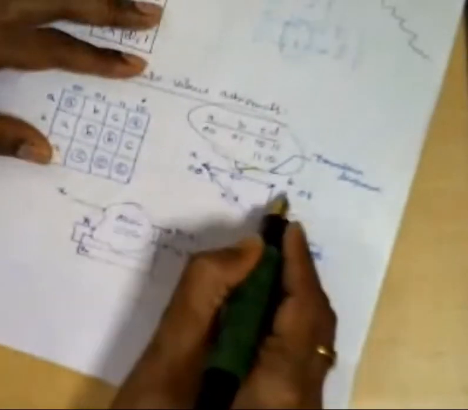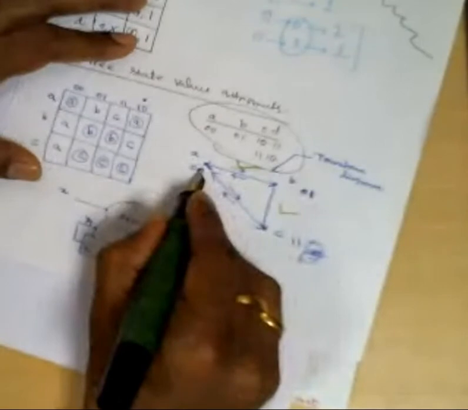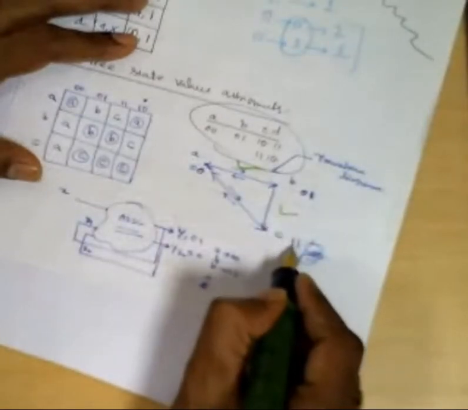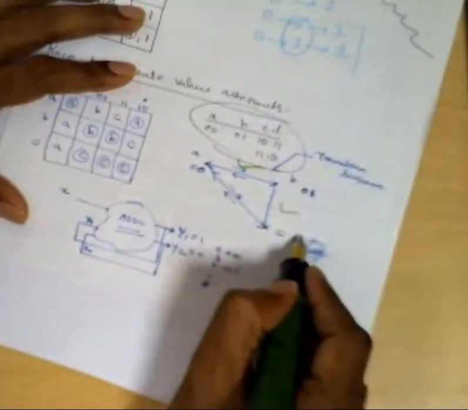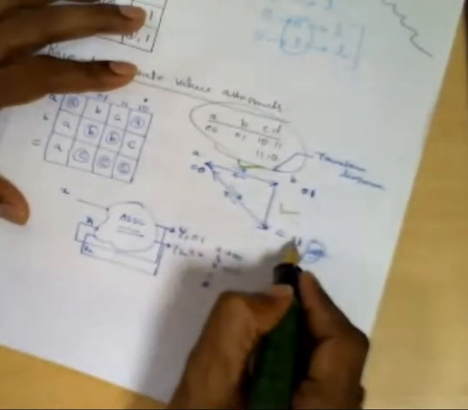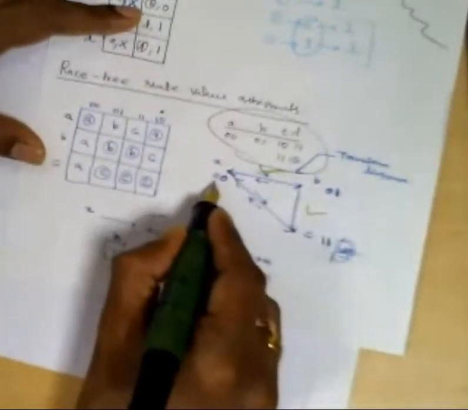So for A to B, we assigned 0, 0 to 0, 1. It is fine because it is adjacent now. Then for the B to C transition we assigned 1, 1. This is also fine because it is adjacent to this one. Both are adjacent, right? Because only one variable change is required here, only one variable change is required here. But for A to C, two variable changes are required.